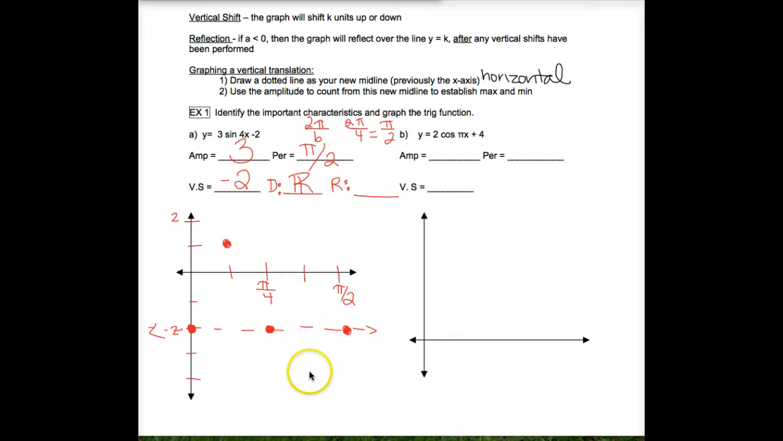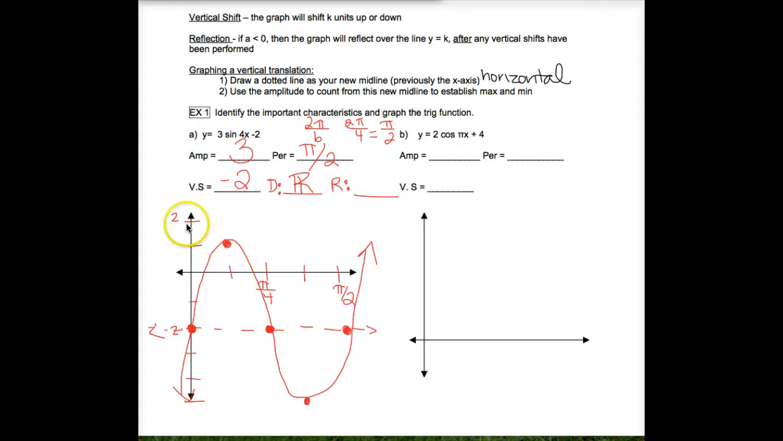My minimum, which I'm going to hit right here, I go down 3 units, and I didn't give myself quite enough room from the midline here. So down 1, 2, 3 units from the midline there. And then I connect. I didn't do a stellar job of connecting, but that's somewhat what it should look like.